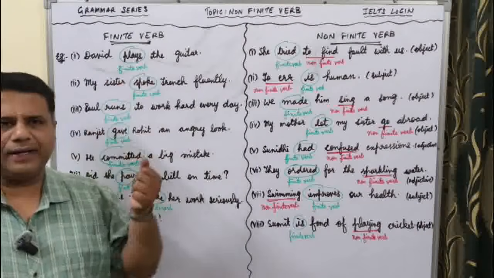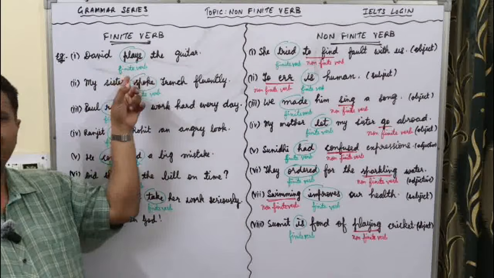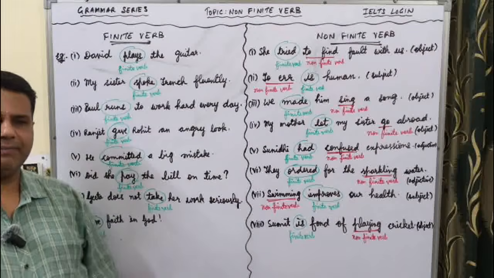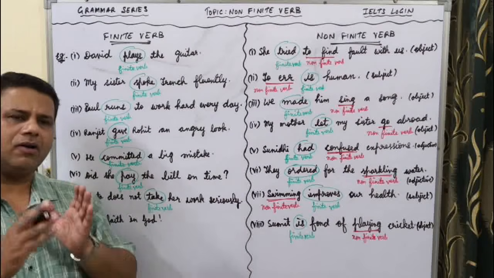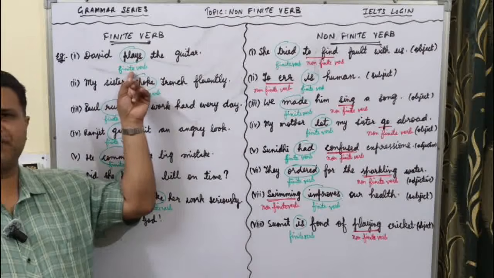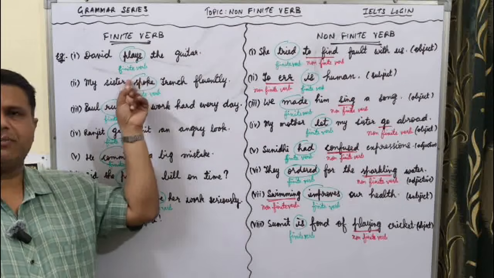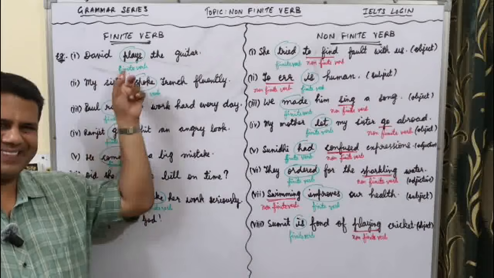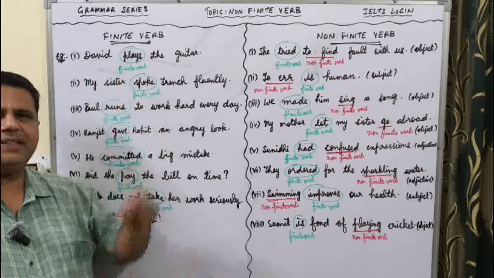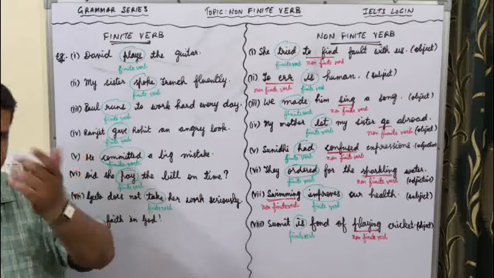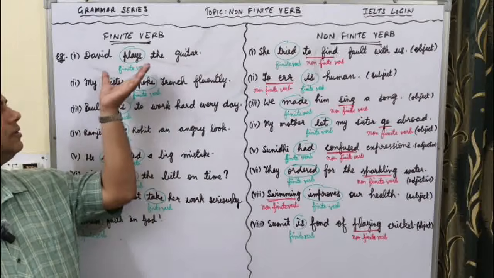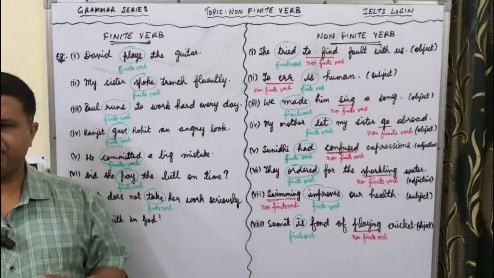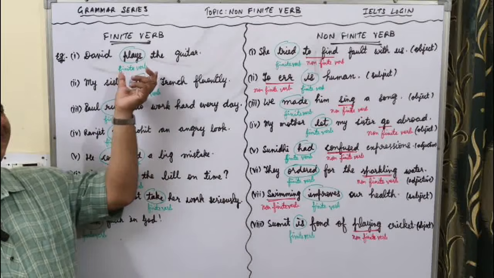Now we'll try to find out the same thing. David plays the guitar. Plays is the finite verb because it is acting as a verb. Then it has got a tense element because it tells us the time. When I talk about tense element, it means we are talking about verb and time both. So time is clear from this word. It talks about the present time. Then, David is singular, that's why S is there with plays. So this verb agrees with the subject. Subject-verb agreement is there. Then it can have different forms: play, played, played, playing. That's why it is a finite verb.